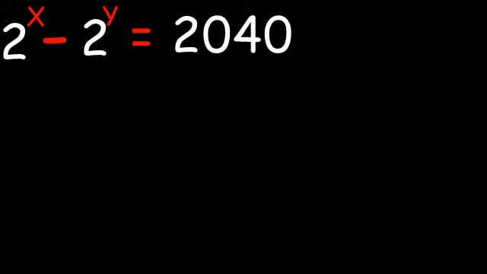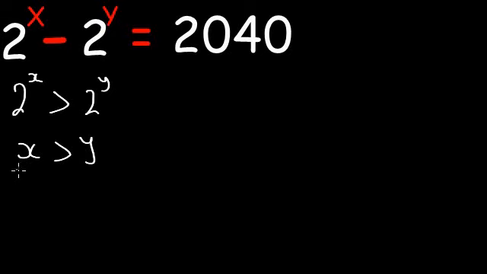2 raised to the power of x minus 2 raised to the power of y results in positive 2040, or 2040 for short. So what does this mean in essence? Let's focus on the left hand side. For us to have positive 2040, then 2 raised to the power of x must be greater than 2 raised to the power of y. Otherwise, the result will be negative. So if 2 raised to the power of x is greater than 2 raised to the power of y, then definitely x must be more than y as well.